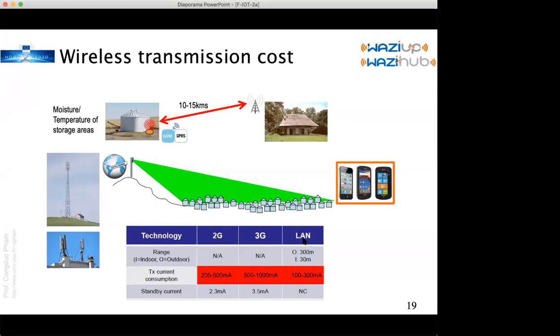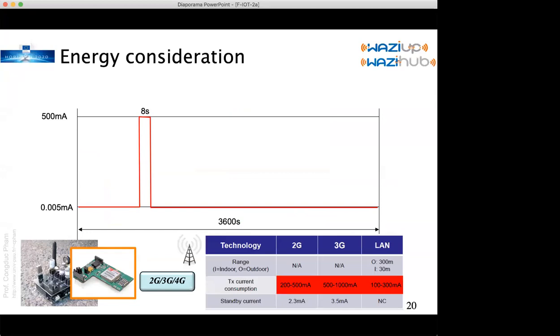If you look at this table here, 2G, 3G or Wi-Fi, then you can see the amount of energy in transmission that you need, 500 milliamps or almost 1000 milliamps for 3G here. What does it mean? It means that if you have a device trying to access the wireless networks, and it's going to sleep most of the time, so you have the consumption in sleep mode, very low consumption.